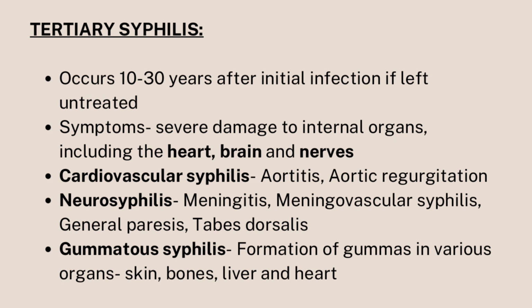Tertiary syphilis occurs 10 to 30 years after initial infection if it is left untreated. Symptoms include severe damage to internal organs, including the heart, brain, and nerves. So, cardiovascular syphilis affects the heart. This can result in aortitis, that is the inflammation of the aorta, and this can lead to aneurysm formation. Aortic regurgitation is the backward flow of blood due to damage to the aortic valve.